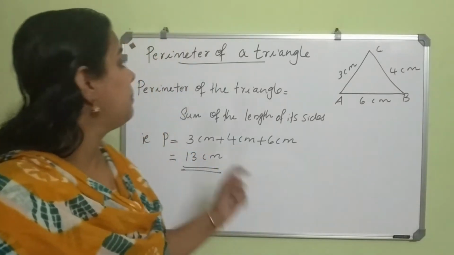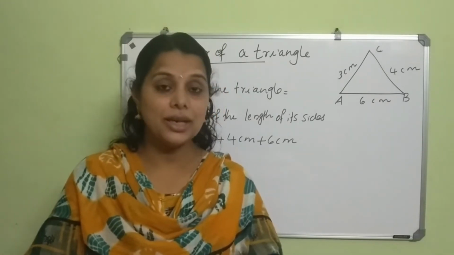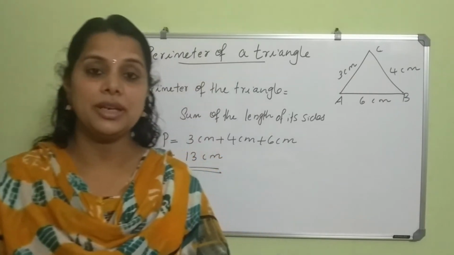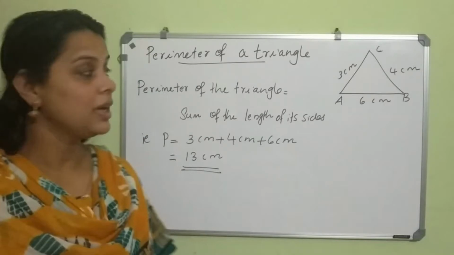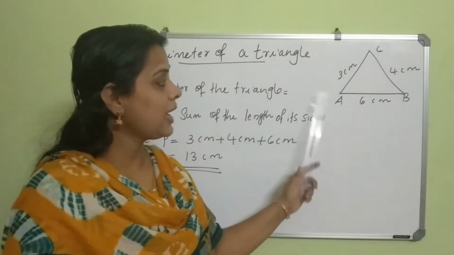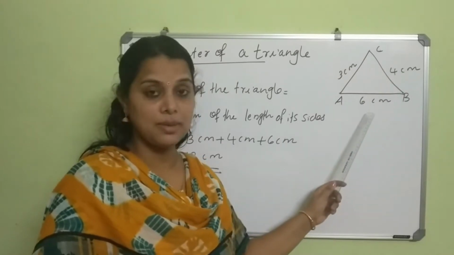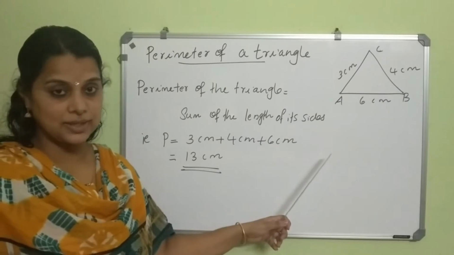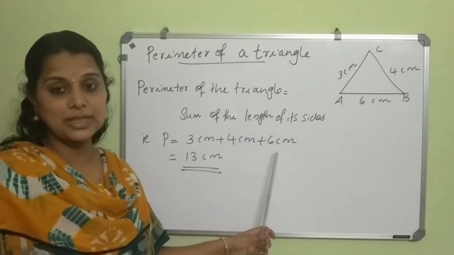Now perimeter of a triangle. How many sides does a triangle have? Yes, 3 sides. So the perimeter is the sum of the length of its 3 sides. Consider this example. A triangle has lengths 3 cm, 4 cm and 6 cm. So perimeter is the sum of its 3 sides. That is 3 cm plus 4 cm plus 6 cm.